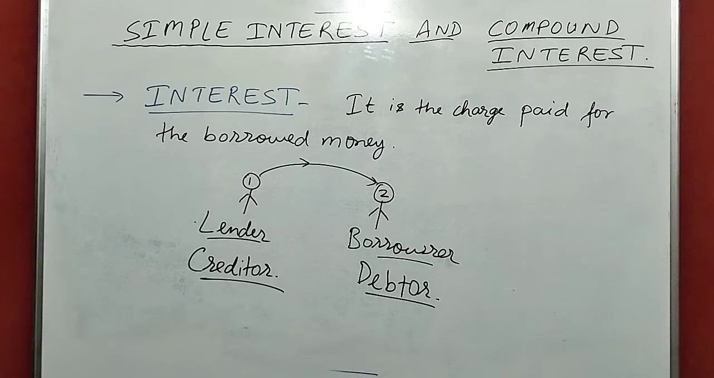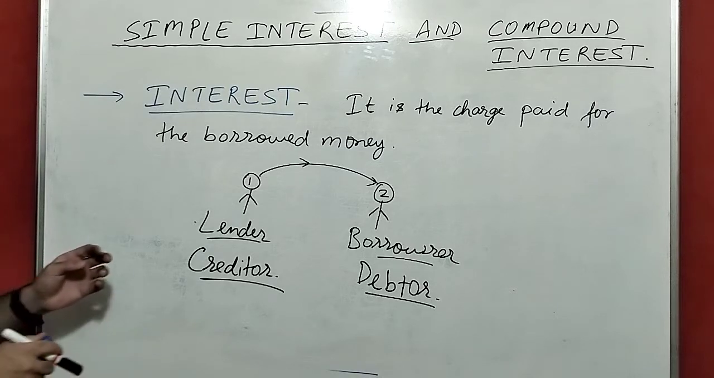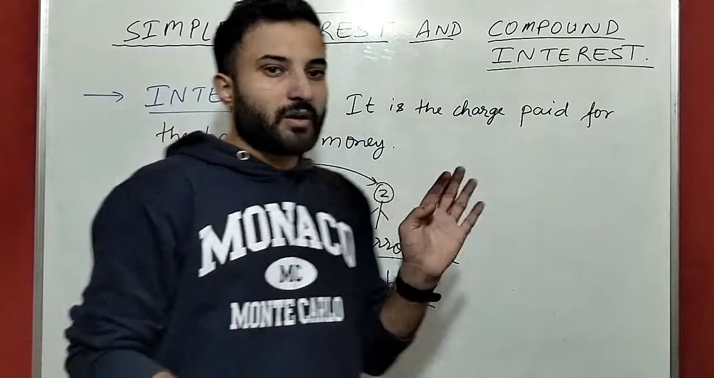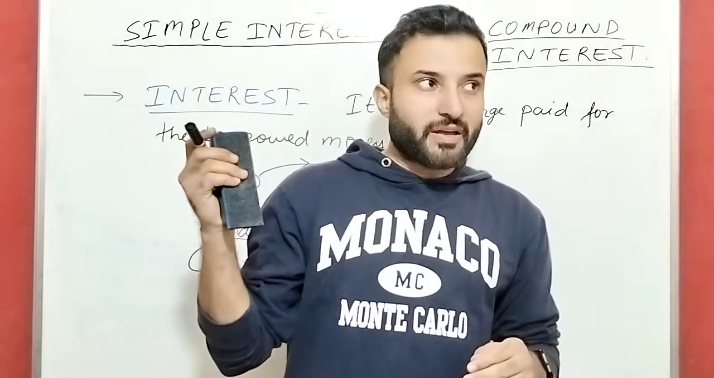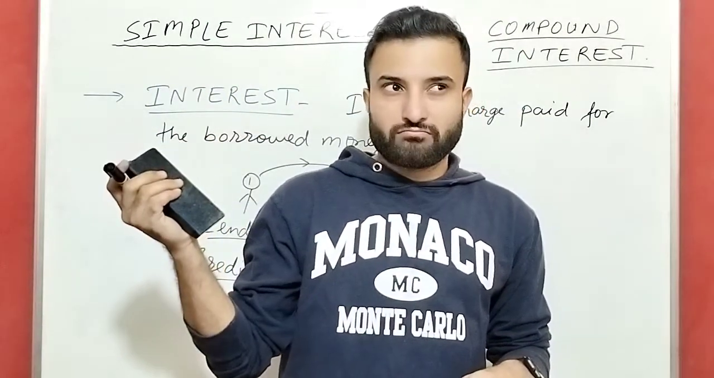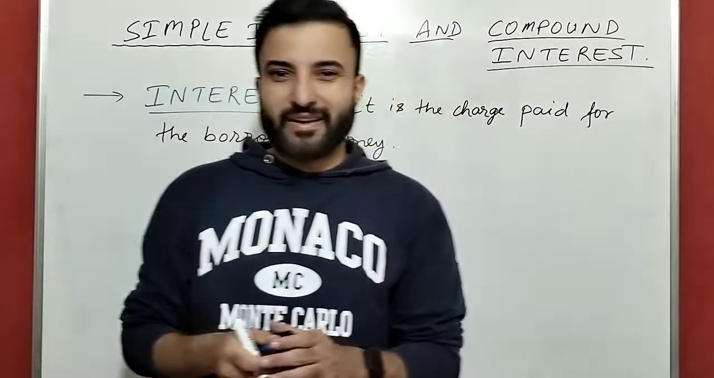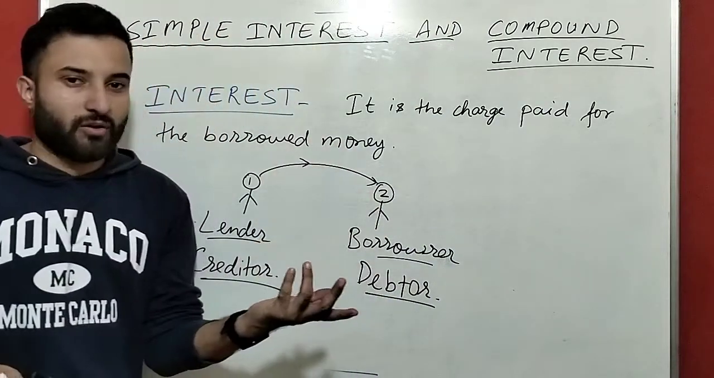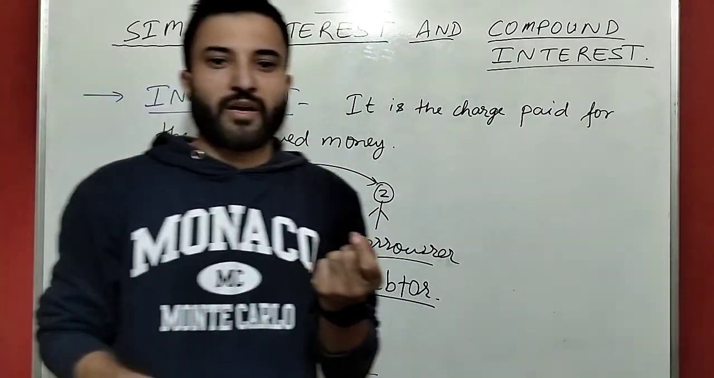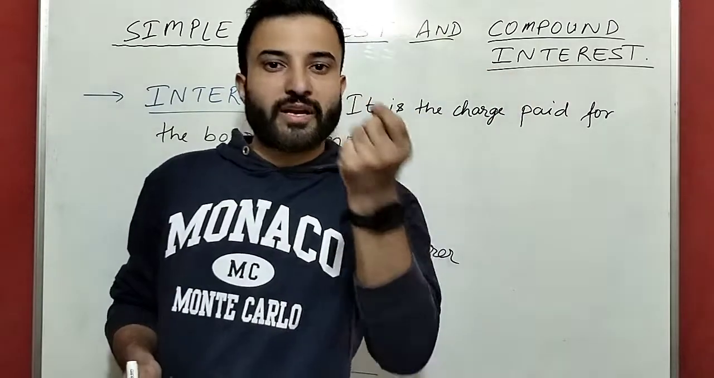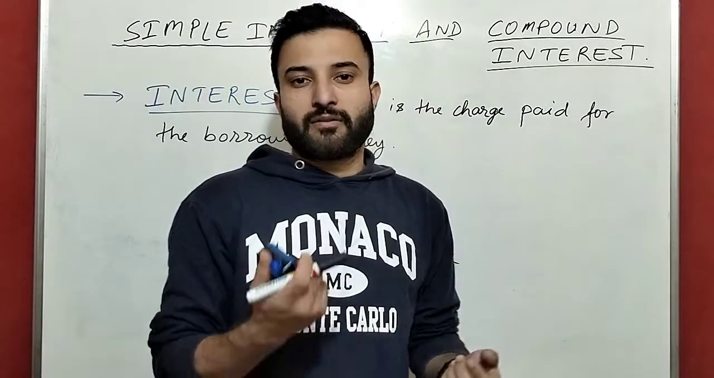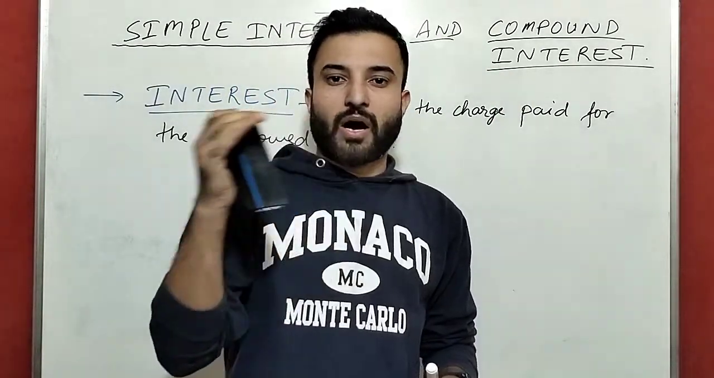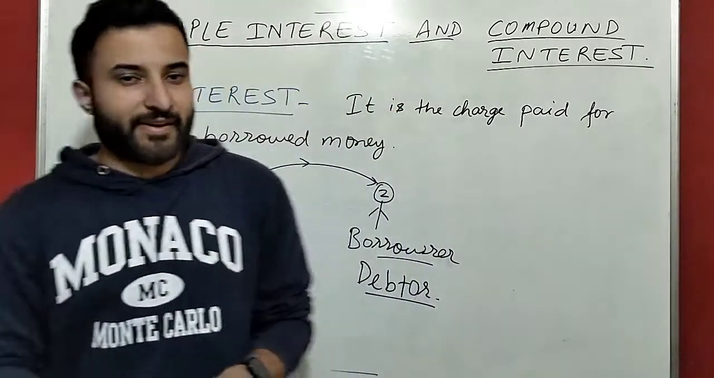Okay. We have studied this in class 7th, 8th, right? This interest and all. Simple interest formula is equal to principal into rate into time by 100. Like simple interest equals P into R into T by 100, right?